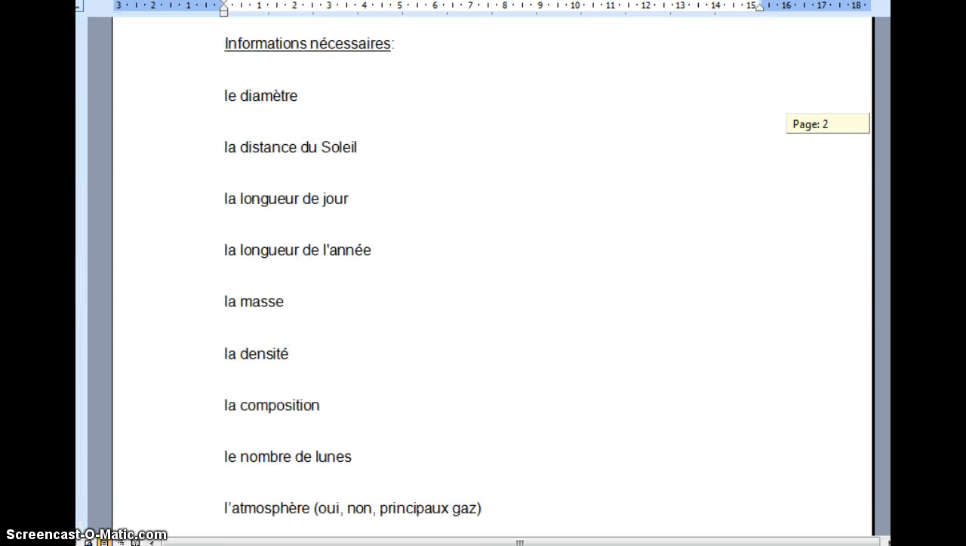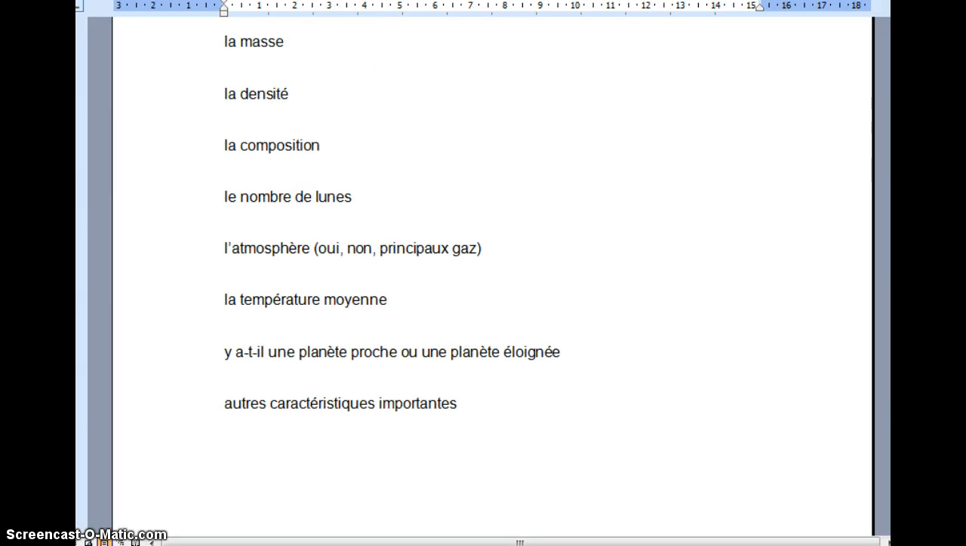So this is some of the information that they're going to have to research. They're going to have to find the diameter of their planet, the distance from the sun, the length of day, length of year, mass, density, major composition of the planet, number of moons, what the atmosphere is made of, whether there is a magnetic field, yes or no, average temperature, and whether it is part of the inner terrestrial planets or one of the outer gas planets, and other important characteristics that they may find out.